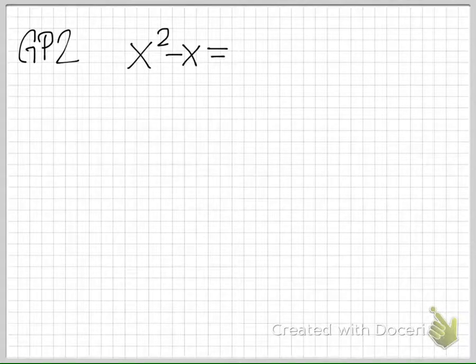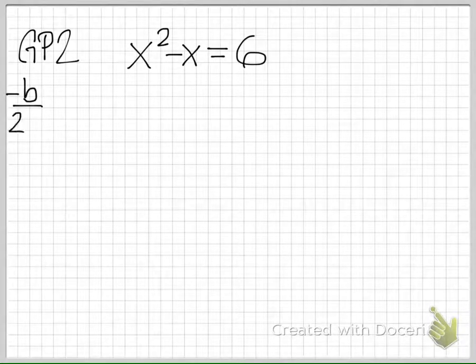GP number 2 looks like this. Please take a moment to solve x squared minus x equals 6 by graphing. Find the solution, please. Go ahead and pause the video and work on that. Otherwise, here goes the solution.